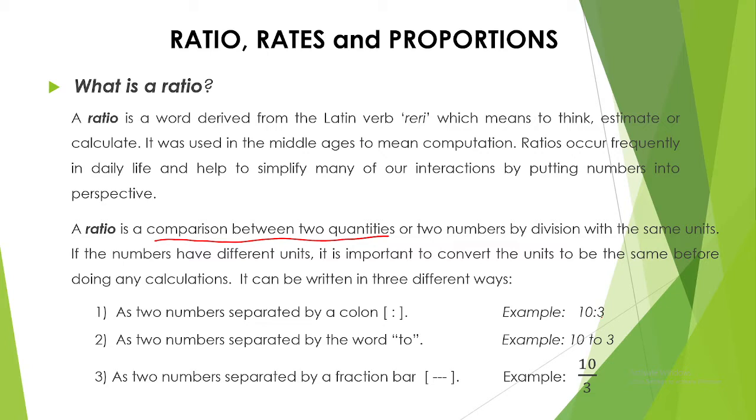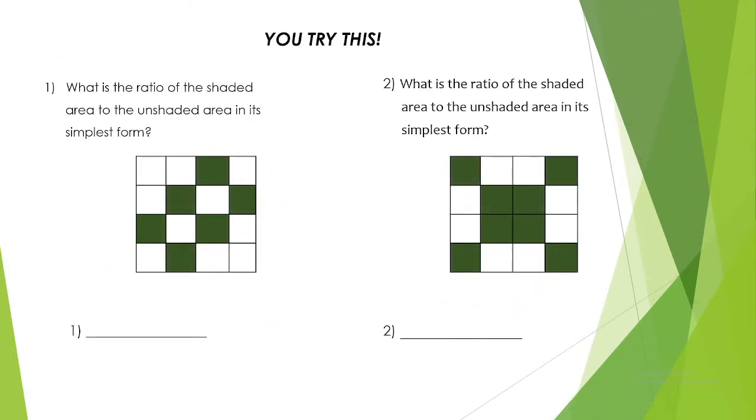You can write a ratio using a colon, just like this. You can write a ratio using the word "to." You can write the ratio using a fraction bar. So I can have 10 is to 3, 10 to 3, or 10 over 3. So these are three ways on how to write a ratio. Okay, now let's continue.